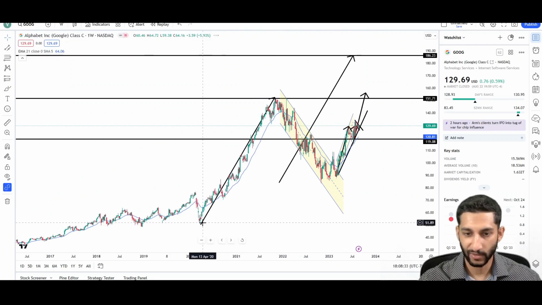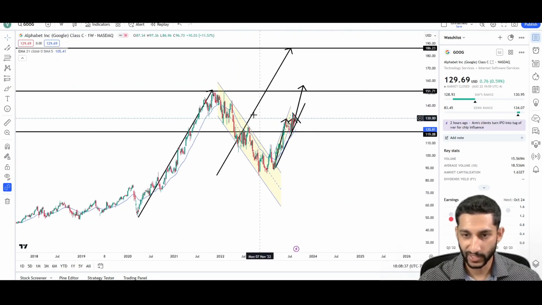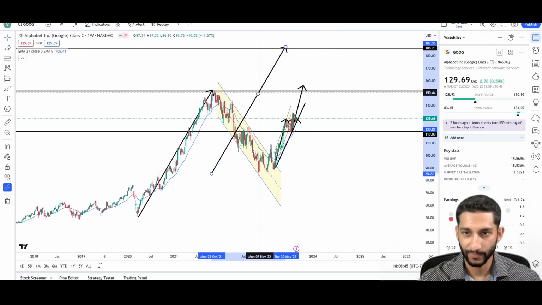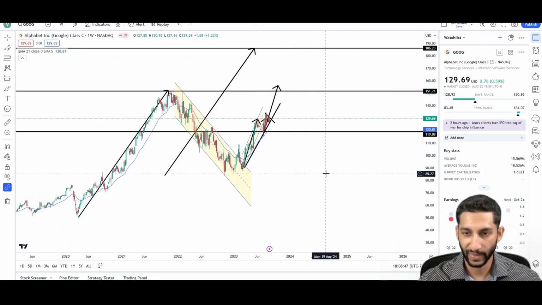You can see that was a large impulse from 2020. Stopped right here in November 2021. Price pulled back, and looks like we could be in the formation of the second leg up towards the high 180s. So that is the next target for Google if this trend can maintain itself.